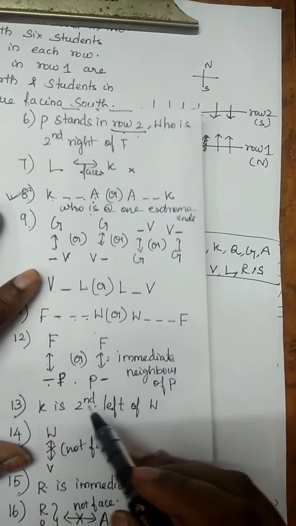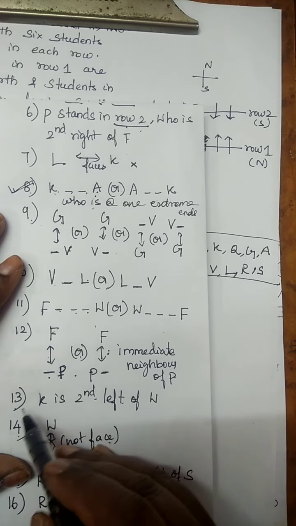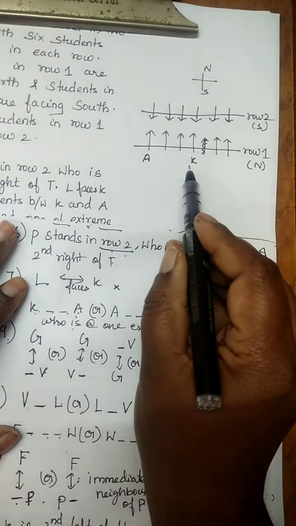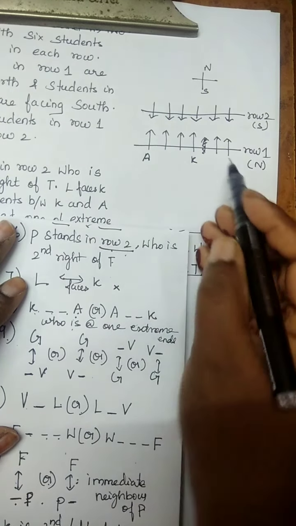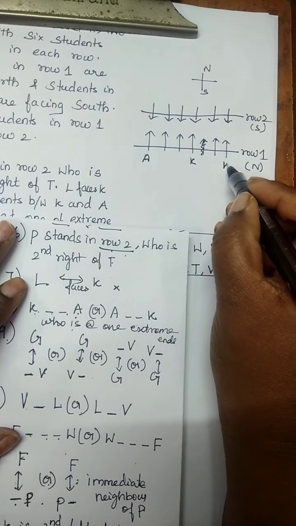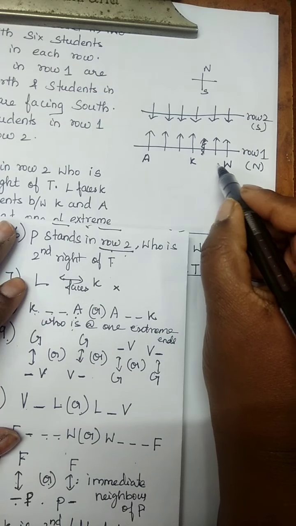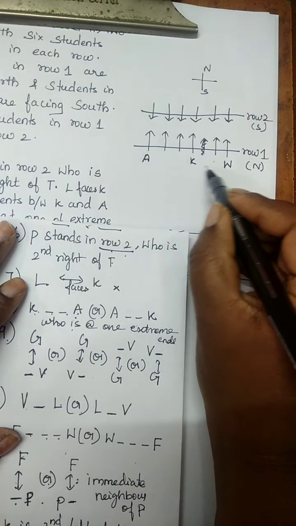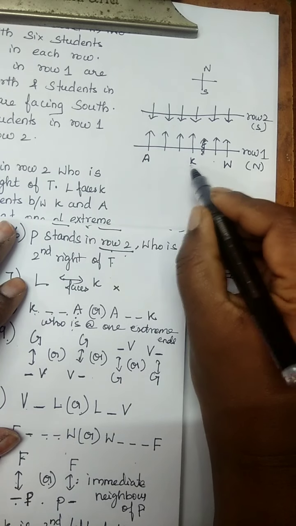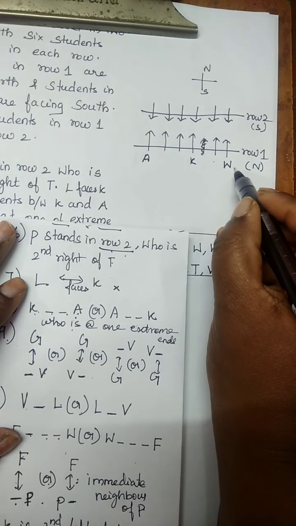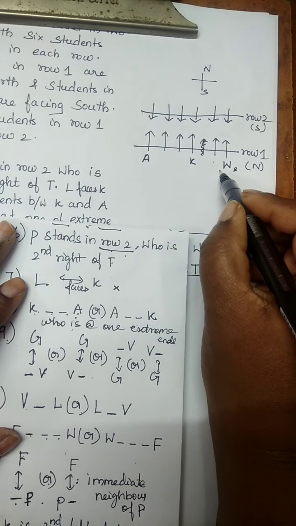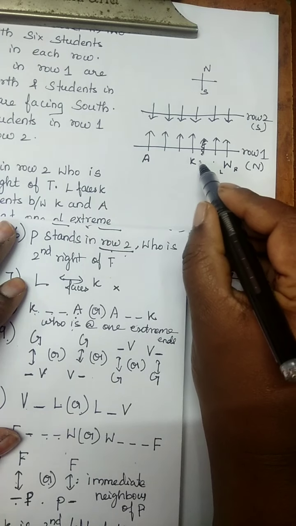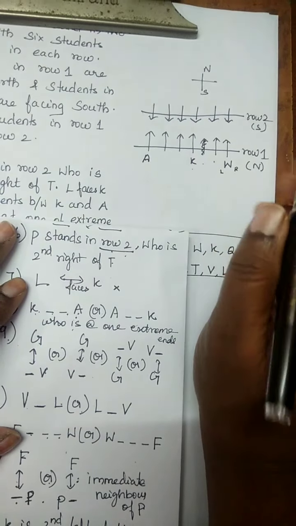K and A. Yes, see here, K is second to the left of W. So, W must be here. Left of W, second: here 1, here 2. So, 1, 2. K is second to the left of W. If W is here, W is right side and this is W's left side. Can you get this? K is 1 and 2, second to the left of W.